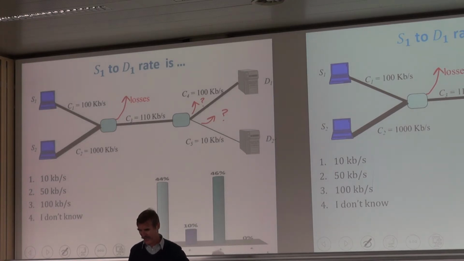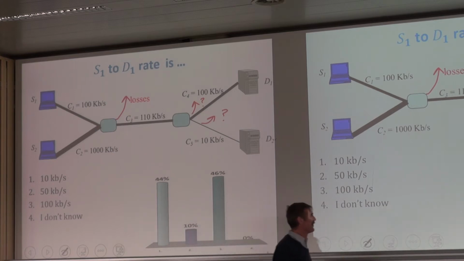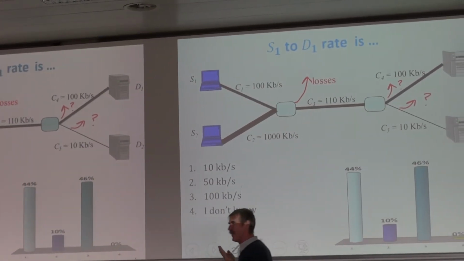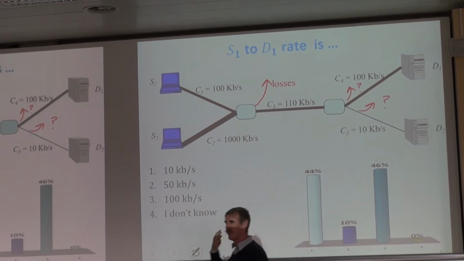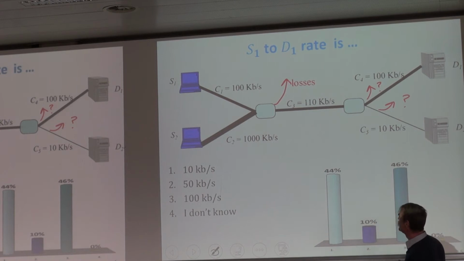So we have the optimists and the pessimists. The majority believes that 100 kilobit per second will reach D1, which is the optimistic view. That means you believe things are well organized. There is a grand master taking care of everything, God or the IETF or who knows. Because it makes sense, right?